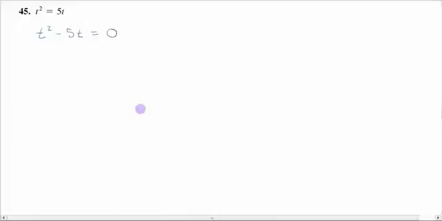Now the next step is we have a 0. We have to get a product, so we can use the zero product rule. So we have the 0. We need to make this a product. Okay, so we need to factor. We're going to take out a t, that's our greatest common factor out of both of those, and what are we left with? We're left with a t minus 5. And that equals 0 still.